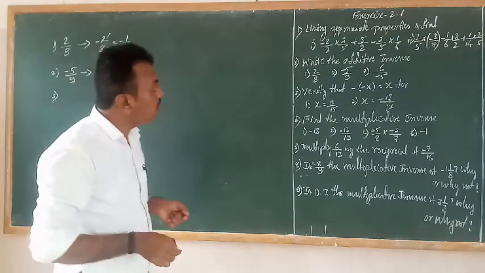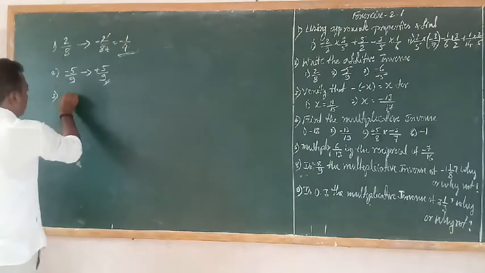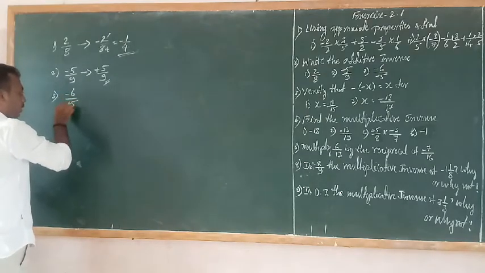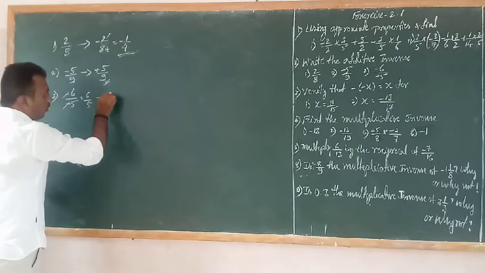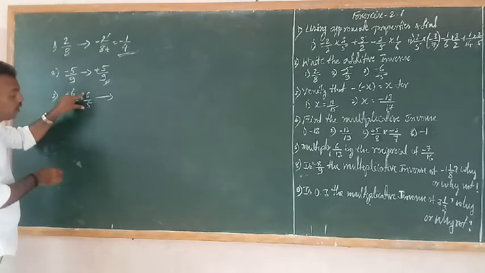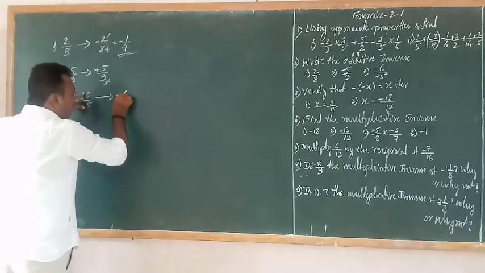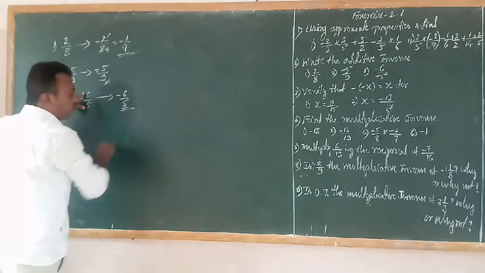So what is question number 3? Minus 6 by minus 5. Minus and minus get cancelled. What is the remaining? 6 by 5. Got it? So now what is the additive inverse of 6 by 5? Minus 6 by 5. That's it.